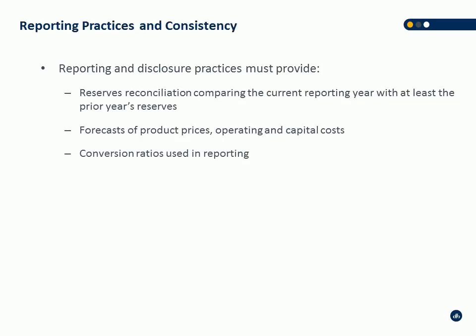It talks a little bit about reporting practice and consistency, what your evaluation report should include. So you have to include a reserves reconciliation comparing the current reporting year with at least the previous reporting year. You have to include what product prices and costs you're using, and the conversion ratios. About 10 or 15 years ago, it's not so much of an issue anymore, there were a number of different BOE conversions being used in industry. Most of North America is now using a 6-to-1 MCF to barrel ratio. But either way, you have to disclose which ratio you're using if you're disclosing BOE.